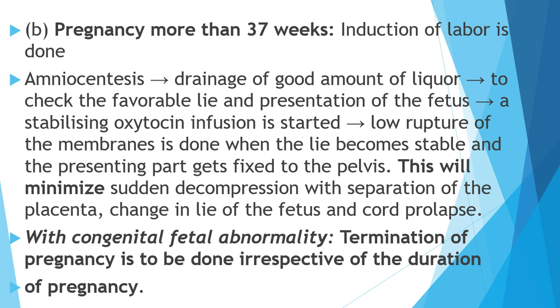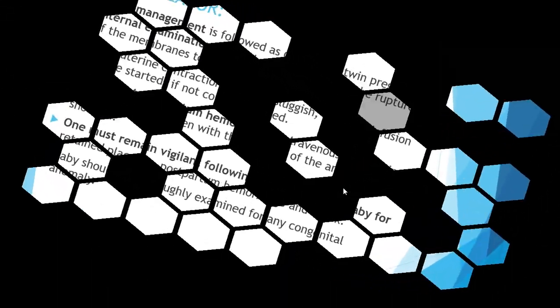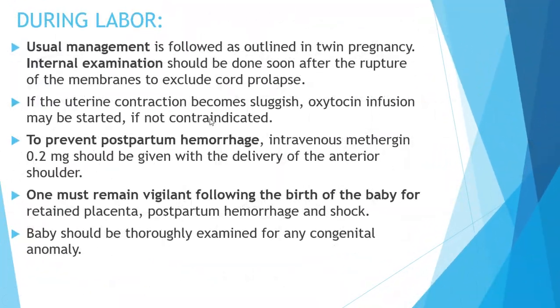Otherwise, with sudden decompression, there is a chance of cord prolapse and placental separation. Okay, so this is about if the mother is more than 37 weeks. Next is the duration of labor. Usual management is followed as outlined in twin pregnancy.